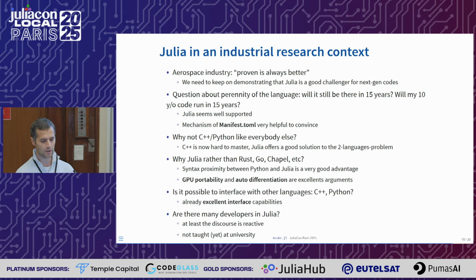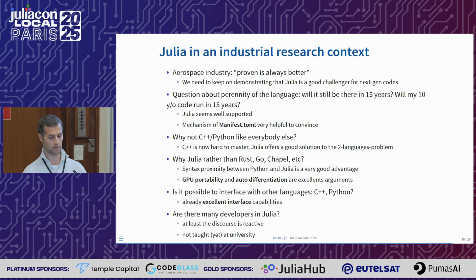So these are some answers that we try to provide. Again, I won't list all of them. We really like the mechanism of the manifest, which is not specific to Julia, but at least it's put forward, and it's not very common in the Fortran community, I would say, at least in our office. So it's very helpful to convince for reproducibility.